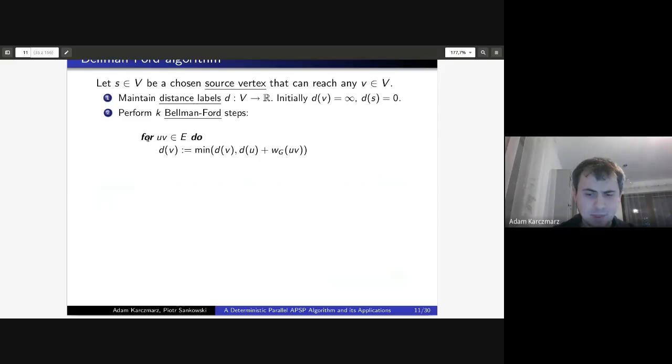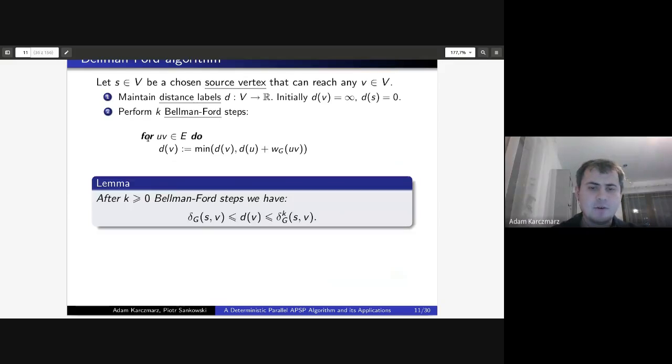It is easy to prove that, first of all, D of v is always equal to the length of some S to v path unless it's infinite. And moreover, after k Bellman-Ford steps, the distance label of v is no more than the length of the shortest k-hop constraint S to v path. So if G has no negative cycles, after n Bellman-Ford steps, the labels will correspond to distances from S. So that's the textbook variant of Bellman-Ford.